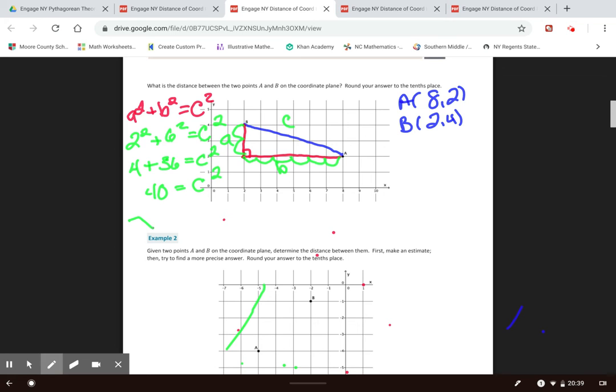And then I just find the square root of 40 and the square root of c squared. Remember that the square root function is the opposite of the exponents. So the square root of 40 rounded to the tenth is going to be c equals 6.3, which means my distance for c is 6.3. So my diagonal distance between point A and point B is going to be 6.3.